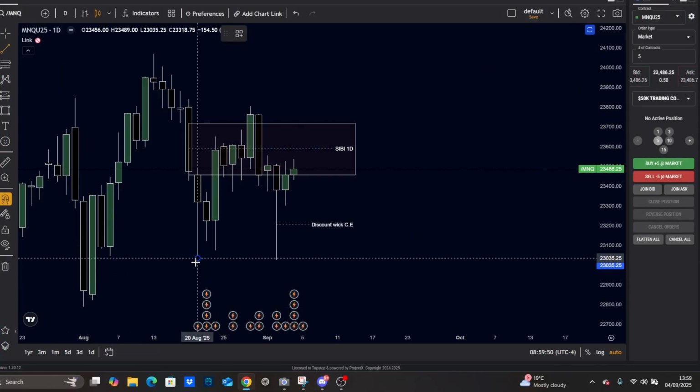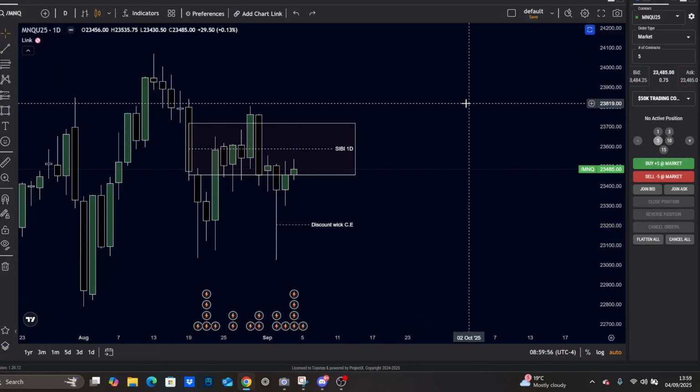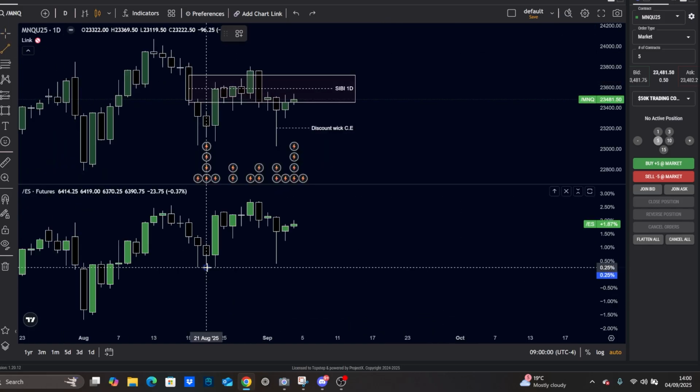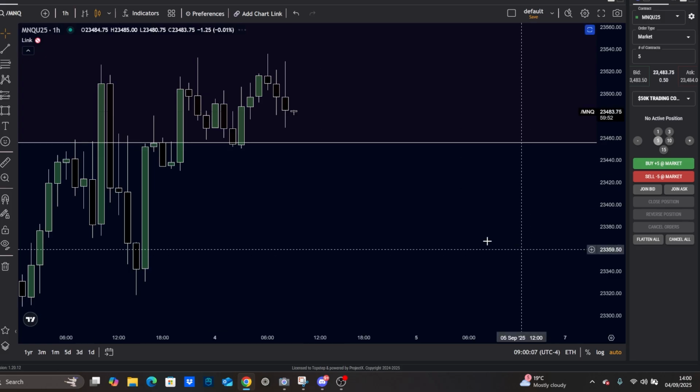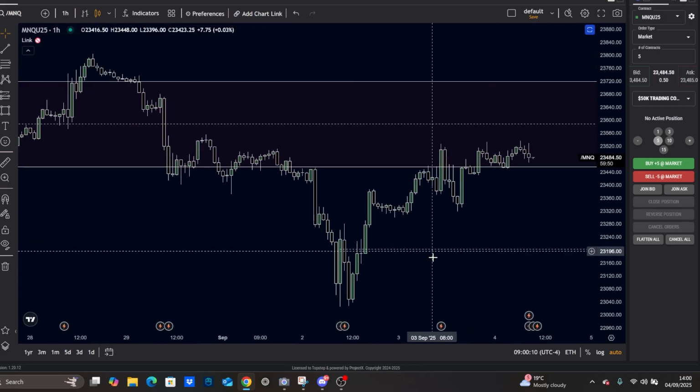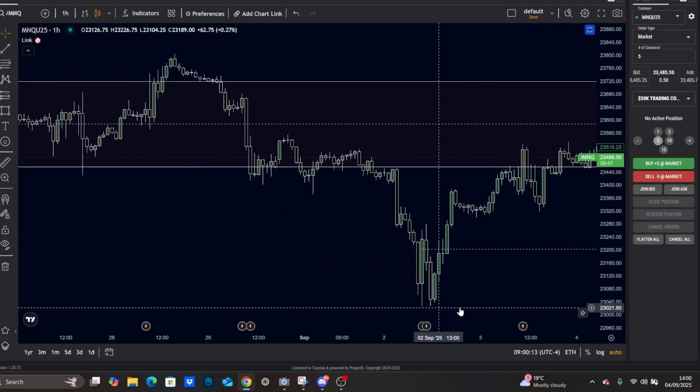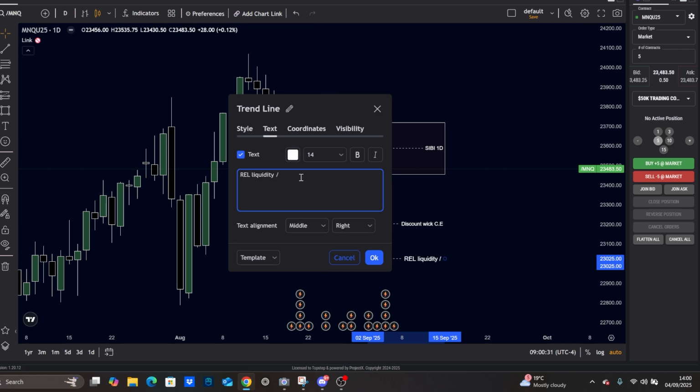As you can see, this low, it took it out, then we got a run up. But on the S&P, this low has not been met. It's a bit fishy to me. There's liquidity there. But also, if I go down to, say, the 1 hour, that very same low, this is that discount wick, that very same low is equal lows. Relative equal lows liquidity, previous day low.